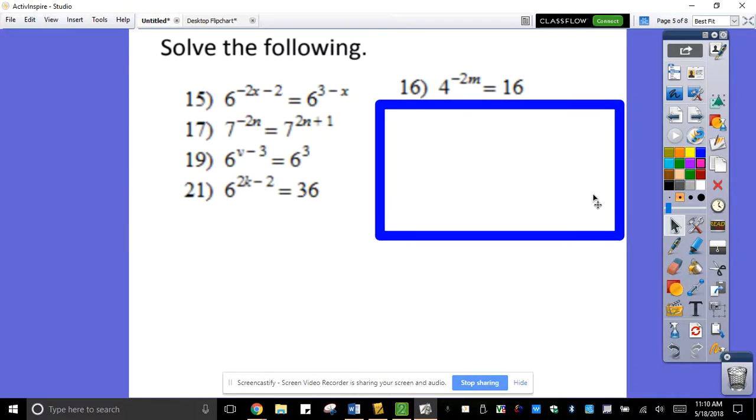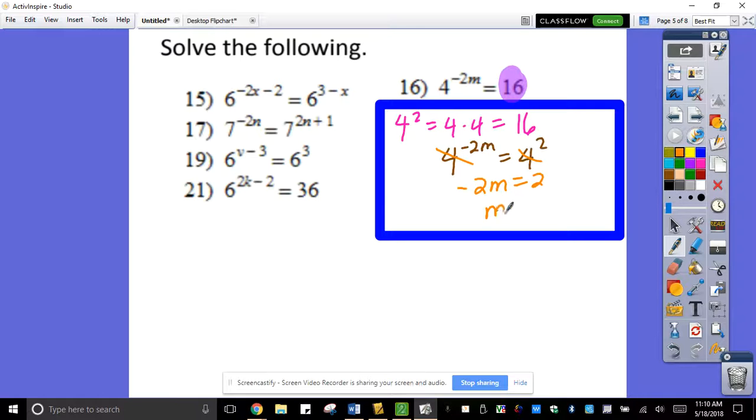Look at 16 here. Your goal is to make their base the same. I don't have a base the same here, but I know that 4 squared, or 4 times 4, is equal to 16. So therefore, I can replace the 16 here by 4 squared. So that will give me 4 to the negative 2m is equal to 4 squared. Do they have the same base now? Yes, they do. Cancel this out. You have now negative 2m equals 2. M is equal to negative 1.